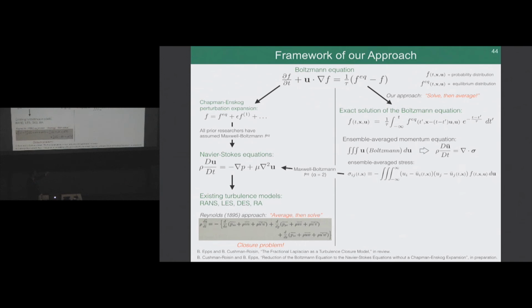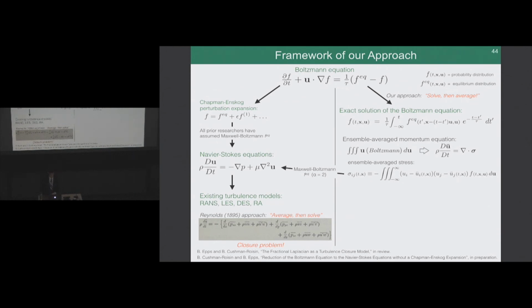So the stress is defined in this way. And what we find is that if you plug in this equilibrium distribution, being a Maxwell-Boltzmann, you can get this term to end up giving you these two terms on the right-hand side. So we're still on really firm footing. This is the basis of one paper we're writing right now.